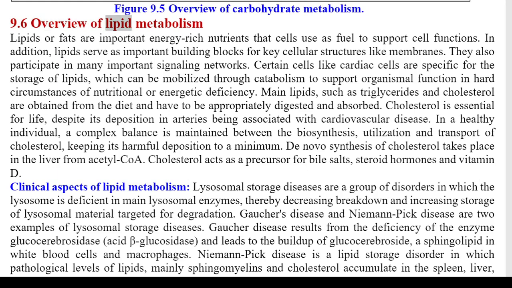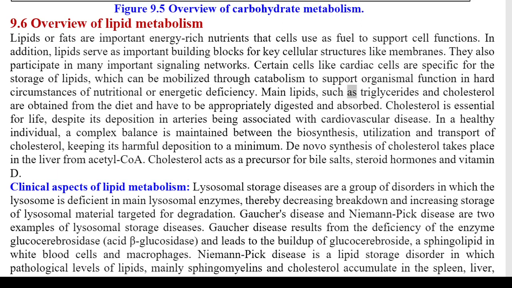9.6 Overview of lipid metabolism. Lipids or fats are important energy-rich nutrients that cells use as fuel to support cell functions. In addition, lipids serve as important building blocks for key cellular structures like membranes. They also participate in many important signaling networks. Certain cells like cardiac cells are specific for the storage of lipids, which can be mobilized through catabolism to support organismal function in hard circumstances of nutritional or energetic deficiency.